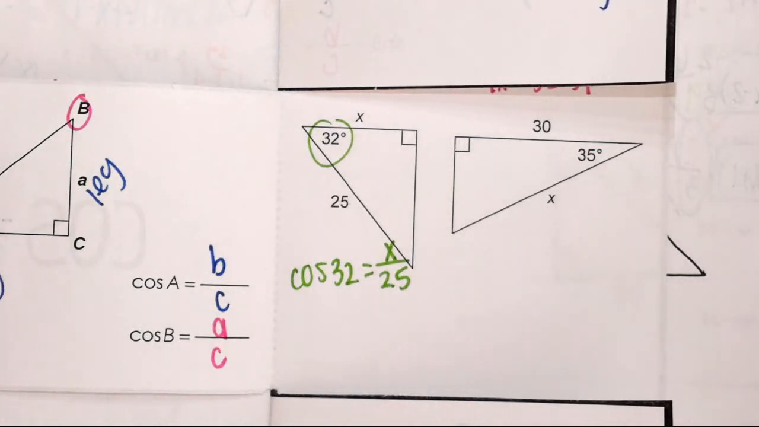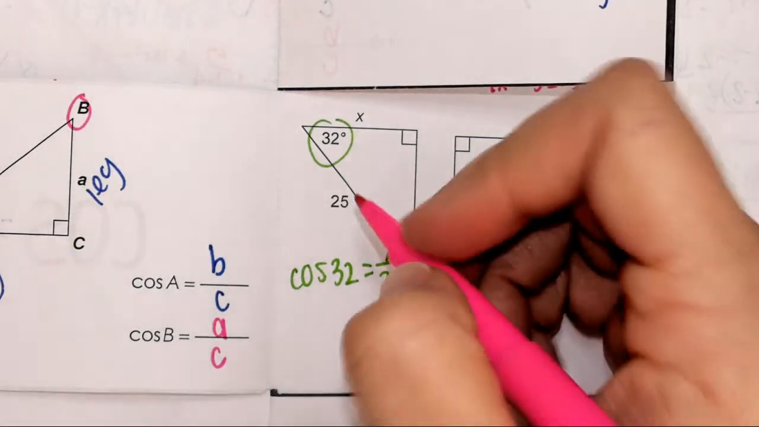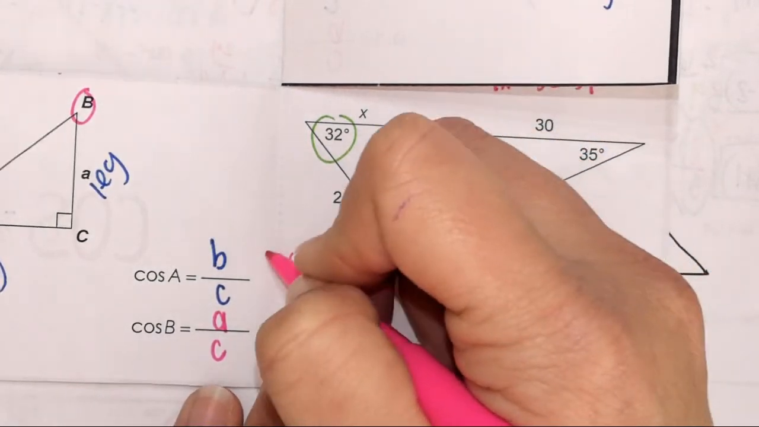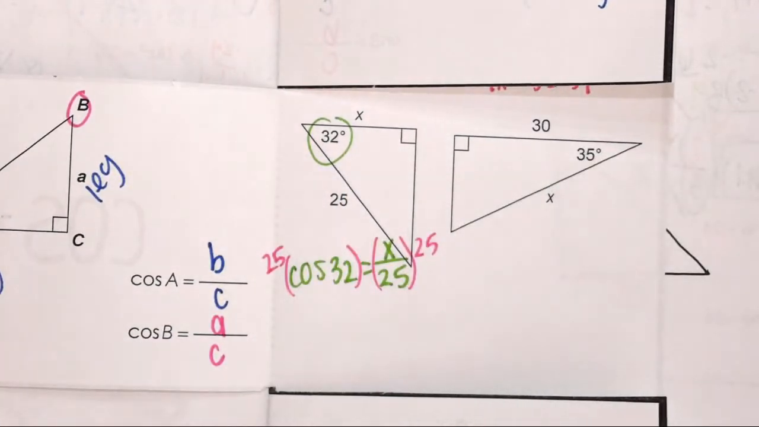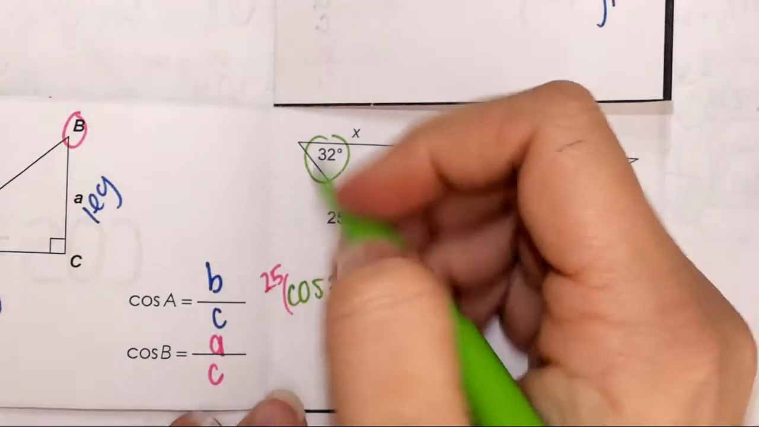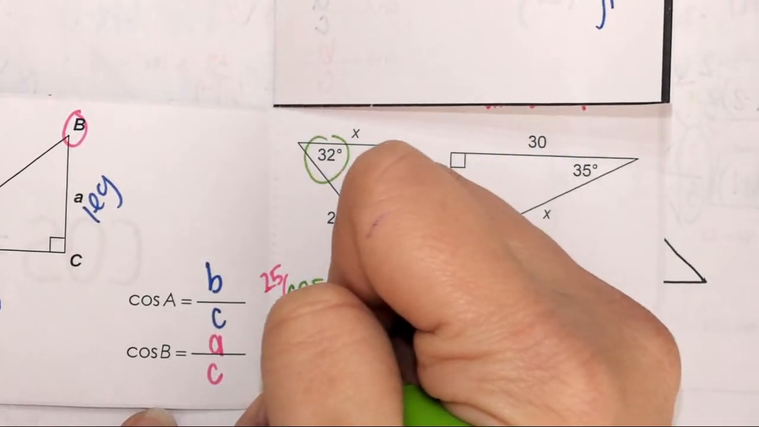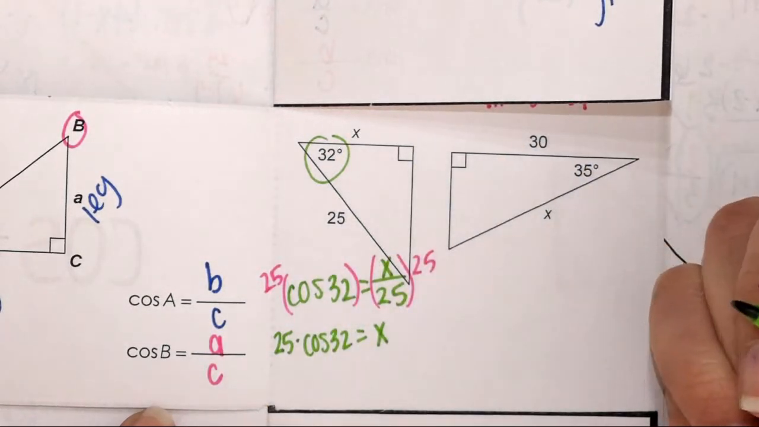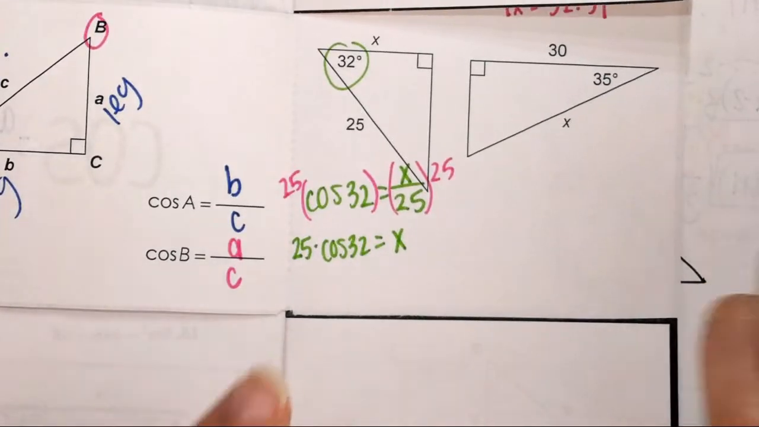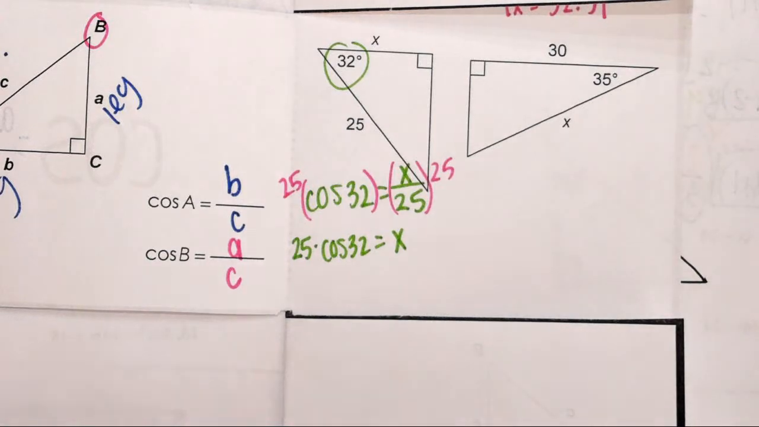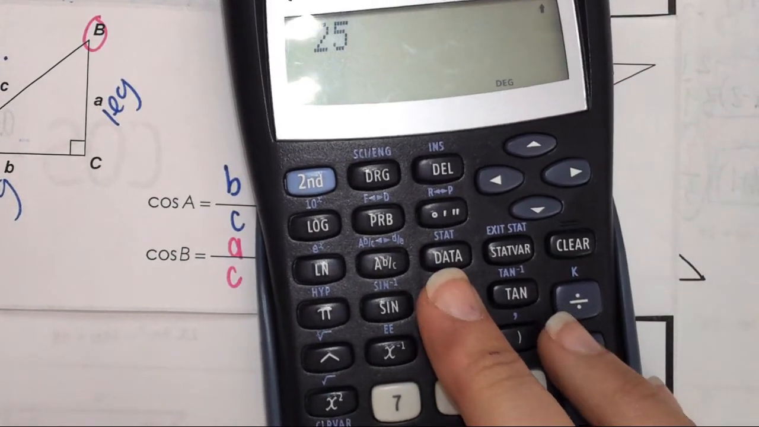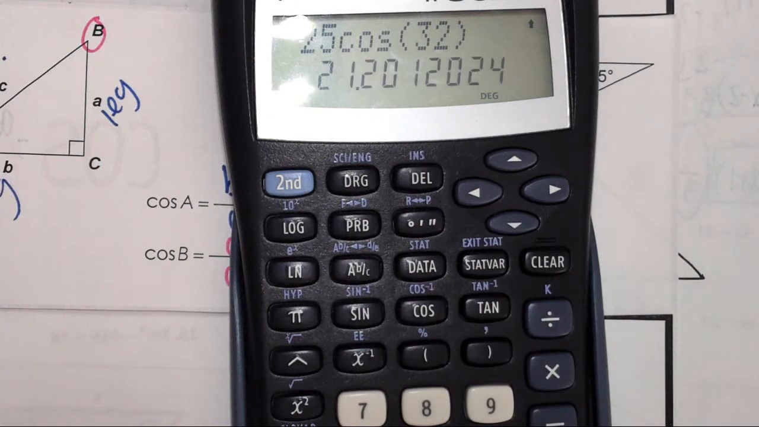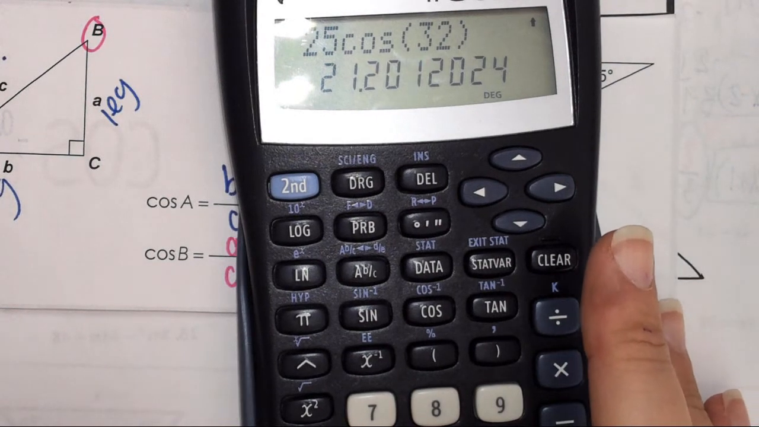Now we need to get x by itself, so we have to get rid of our fraction. We're going to multiply both sides by 25. And that gives us 25 times the cosine of 32 equals x. We don't know what that is, so in our handy dandy calculator, we're going to type in 25 cosine of 32. 21.2.